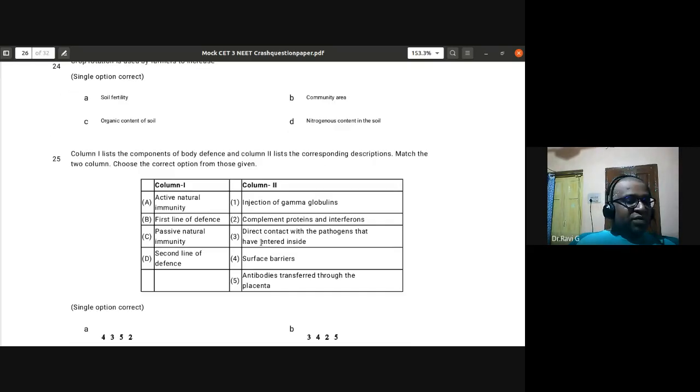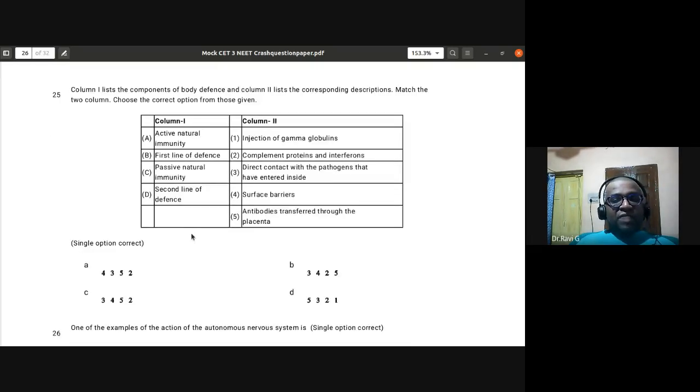So the 25th one, just observe column 1 with column 2. Active natural immunity: they have direct contact with the pathogens that have entered inside. First line of defense, surface barriers. Passive natural immunity is antibodies transferred through the placenta. Second line of defense is complement proteins and interferons. So the 25th, the C is the answer.